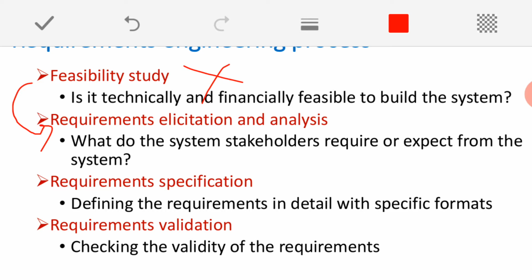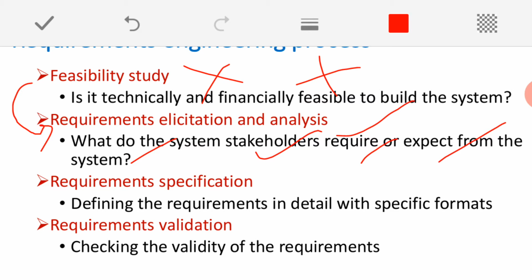Second one is requirements elicitation and analysis. If your feasibility study is positive, then you can start with requirement elicitation and analysis. Here, what do the system stakeholders require or expect from the system? The name itself indicates requirements elicitation. Elicitation means extracting or collecting the requirements from whom?